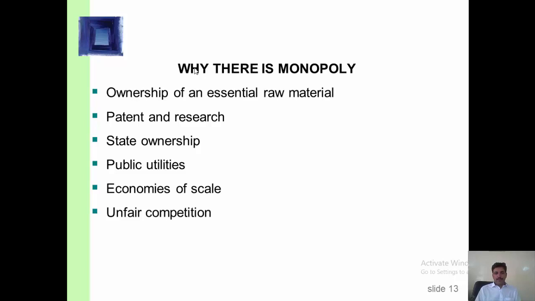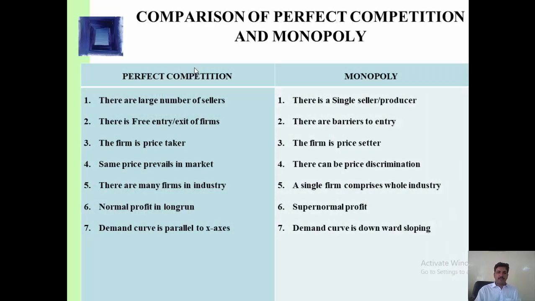Economies of scale. Sometimes due to large scale production, the cost of production is very high, and most of the firms shy away from investing in such industries. This leads to the establishment of monopoly. And the last reason is unfair competition. If some firms join and, for the purpose of increasing their sales and profit, adopt common policies, or if a merger takes place, then also monopolies are established.